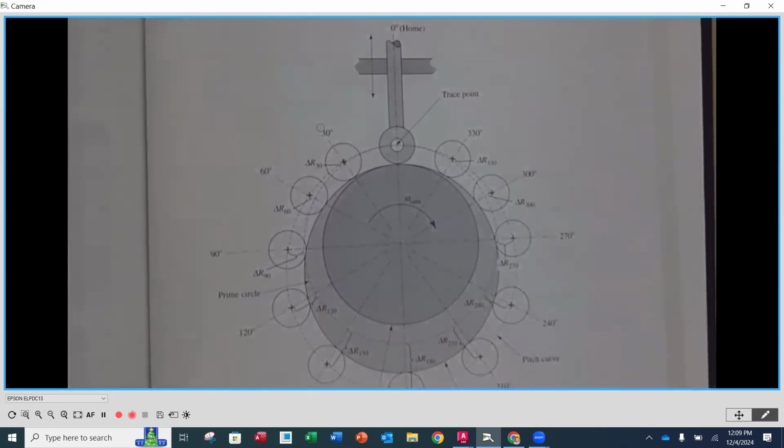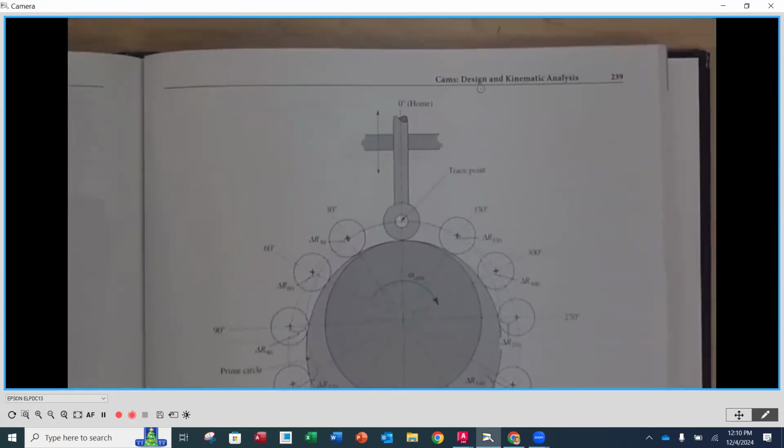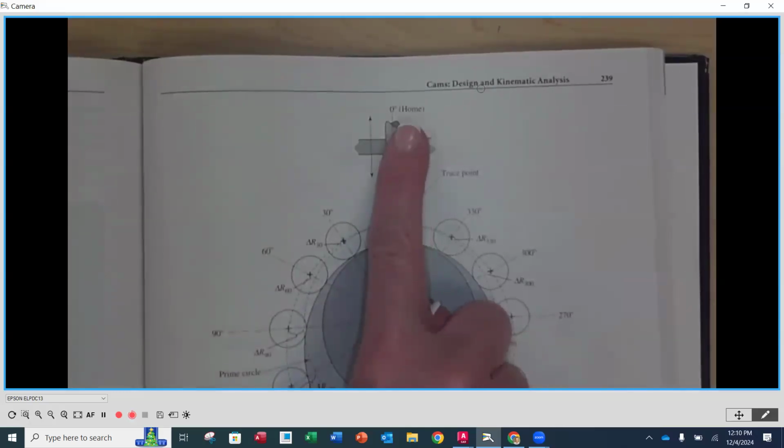Now, what you're going to see here is the roller in what we call its home position, and that's going to be at 0 degrees. So if I scooch this up a little bit, you're going to notice that this is our home position.